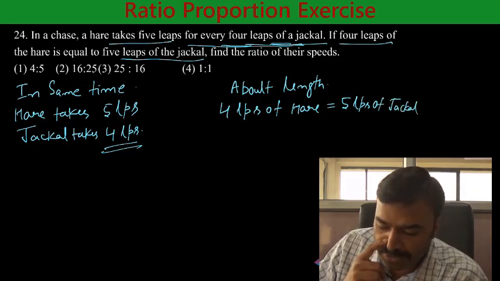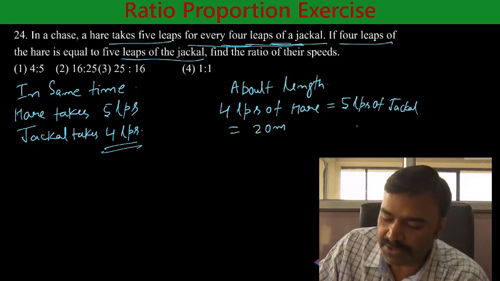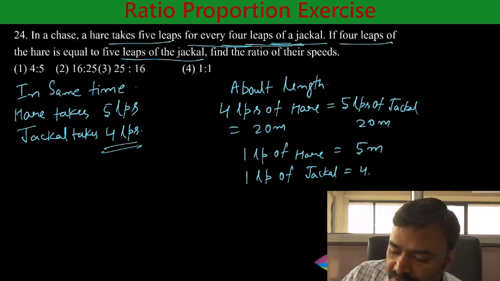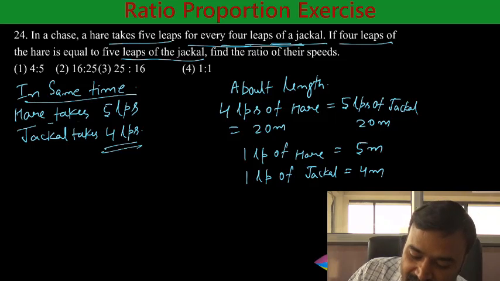Right? Now let's do one thing. Let's take LCM of 4 and 5. LCM of 4 and 5 is 20 meters. So let's say both of them are equal to 20 meters. So what will happen? From there you can get 1 leap of hare and that will be equal to 5 meters. Similarly, 1 leap of jackal will be 4 meters. Now that means in same time, hare takes 5 leaps.